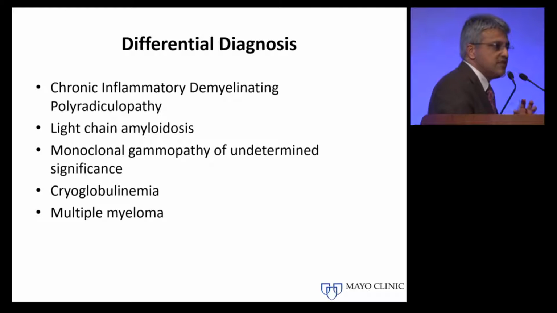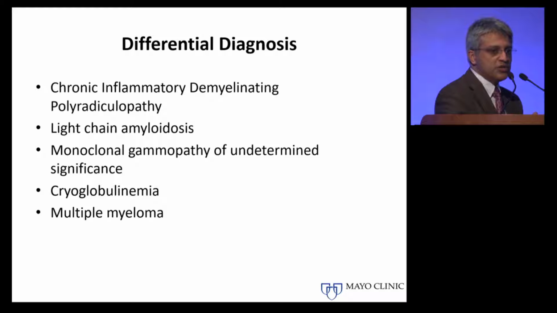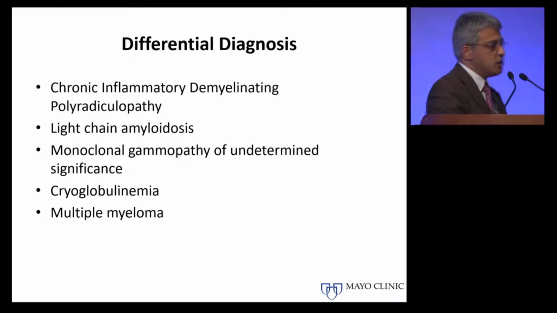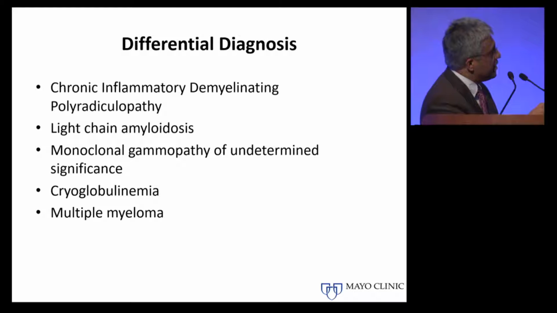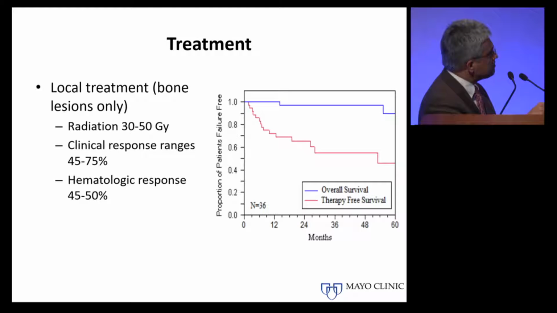So none of those things that we describe are uniquely limited to POEMS syndrome. It's important to make the diagnosis when you see the constellation of different symptoms together, and it's important that we apply the diagnostic criteria accurately. So how do we treat these patients?